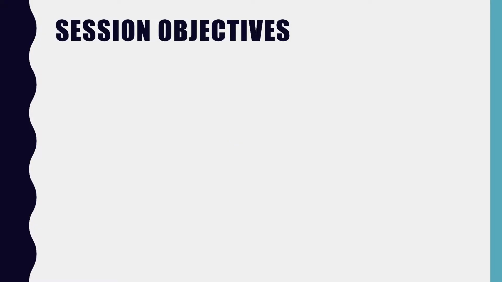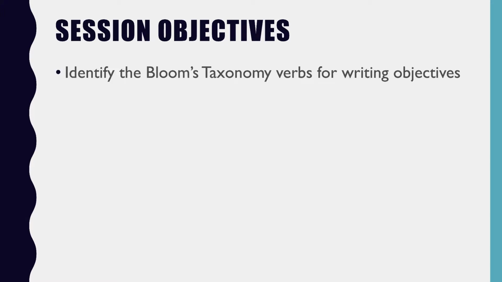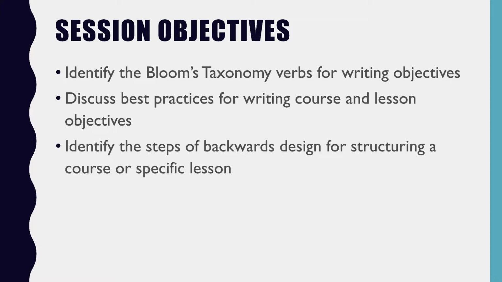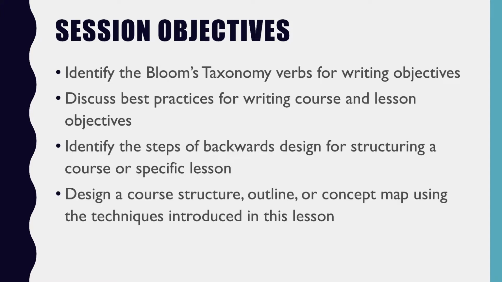Okay, so in this session we're going to have 4 objectives. By the end, we should be able to identify the Bloom's taxonomy verbs that we use for writing objectives. We should be able to discuss best practices for writing course and lesson objectives, as well as identifying the steps of backwards design for structuring a course or specific lesson. And in the end, you'll be able to design your own course structure, outline, or concept map using the techniques introduced in this session.